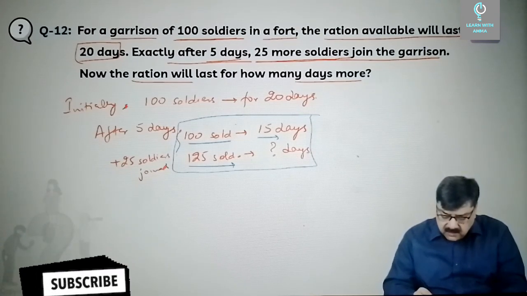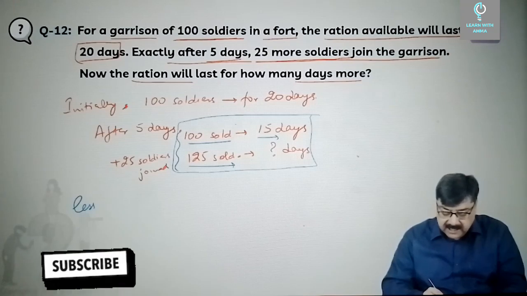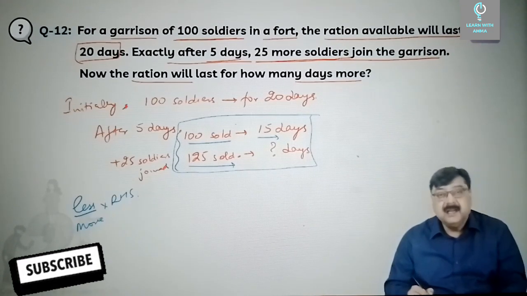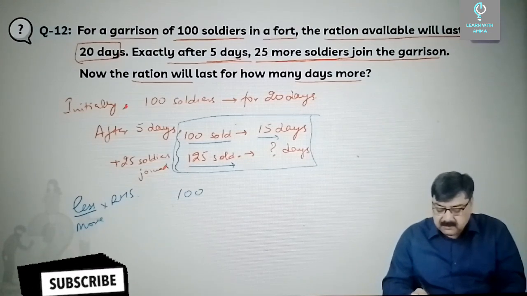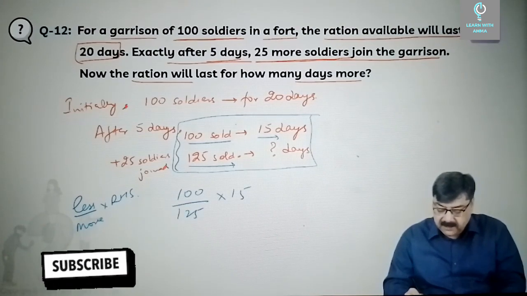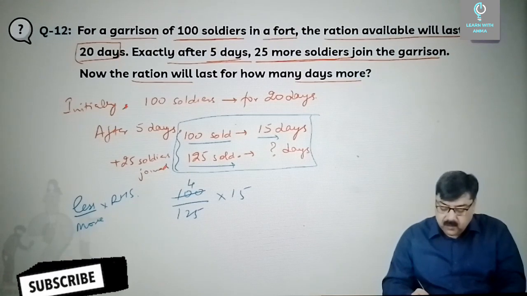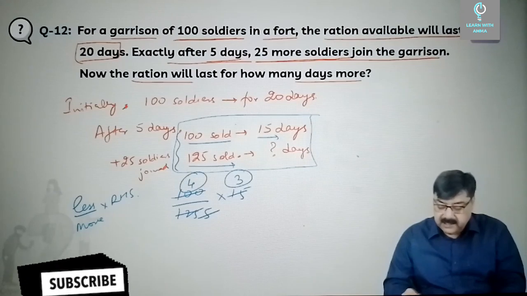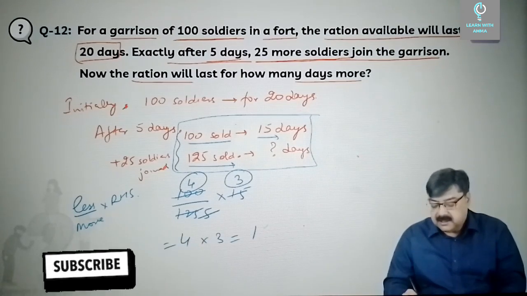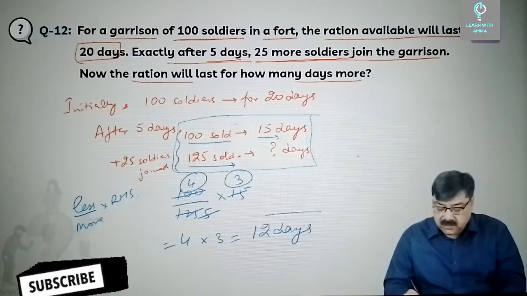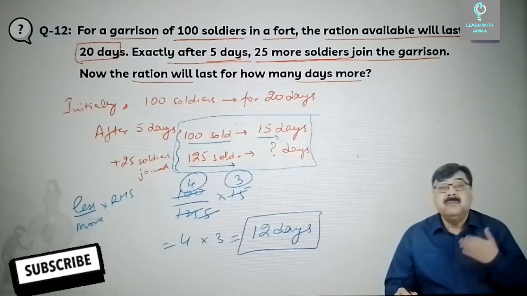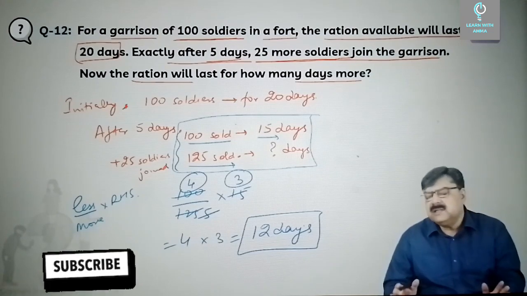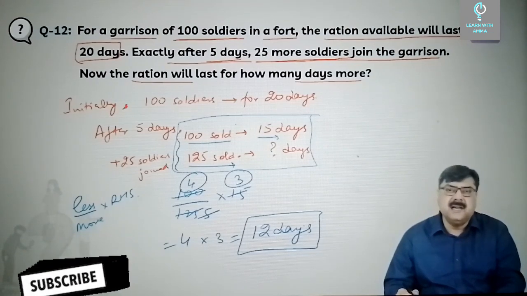Less days. So out of these two, we will take lesser figure by more figure into the figure on the right hand side. So 100 by 125 into 15. So 25 into 4, 25 into 5, 5 threes are 15. So 4 and 3 is what we are left with. The supplies will last for 12 days because now the number of soldiers has increased from 100 to 125. This is a regular question asked in many examinations, including CSAT.